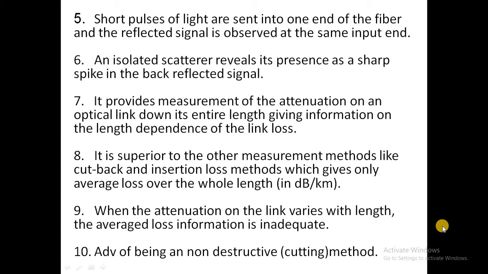A charged pulse of light is sent into one end of the fiber, and then the reflected signal is observed at the same input end. An isolated scattered ray reveals its presence as a sharp spike in the back-reflected signal. So when it is back reflected, a spike appears on the oscilloscope. It measures the attenuation on the optical link down its entire length, giving information on the length dependence of the link loss. So how much loss has occurred can be measured by this oscilloscope.